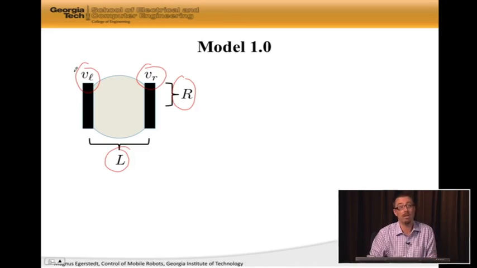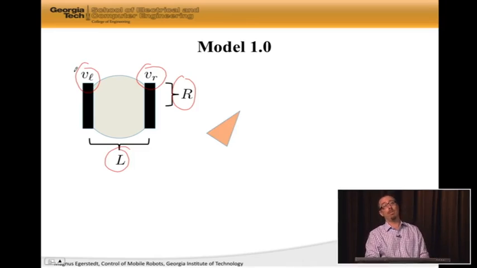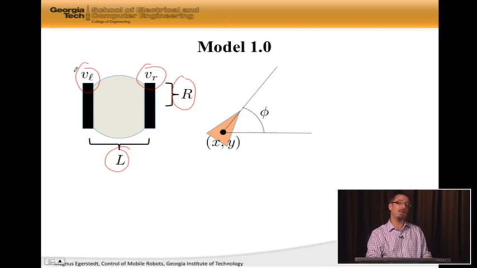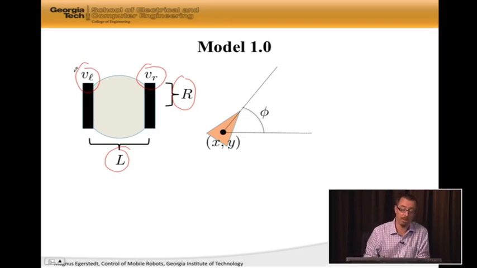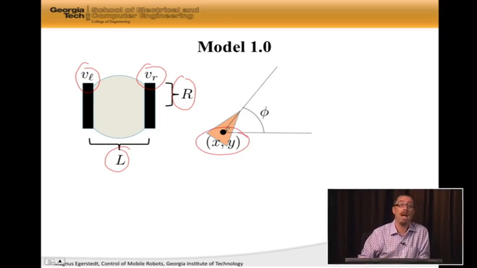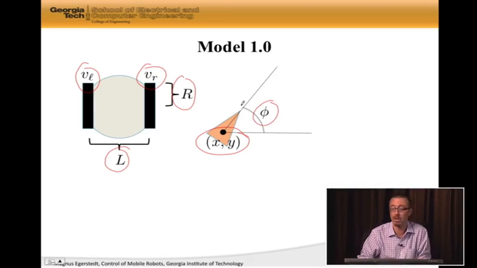Now, what are the states? Well, here's the robot. Now I've drawn it as a triangle because I want to stress the fact that the things that we care about, typically for a robot, is where is it? x and y. It's the position. And which direction is it heading in? So phi is going to be the heading or the orientation of the robot. So the things that we care about are where is the robot and in which direction is it going.